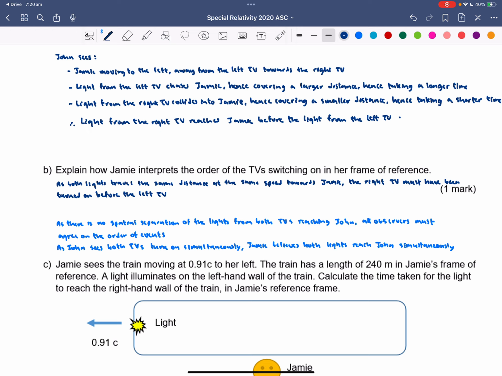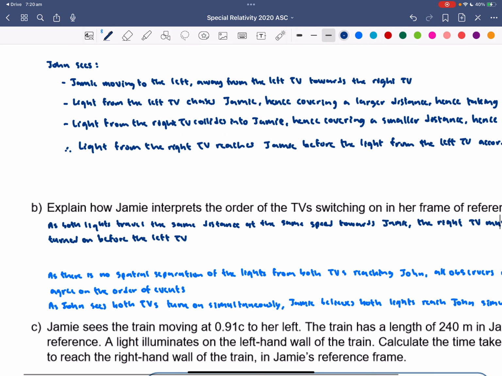This one's according to John. John thinks that yes, the light from the right TV will reach Jamie before the light from the left TV basically because of Jamie's relative motion. If I was being a bit more specific, due to Jamie's motion.